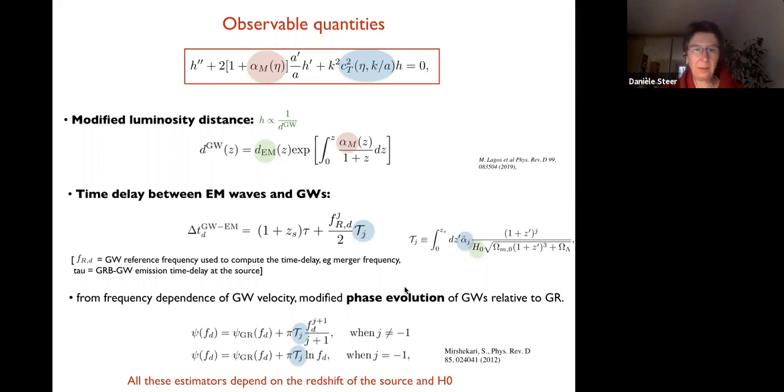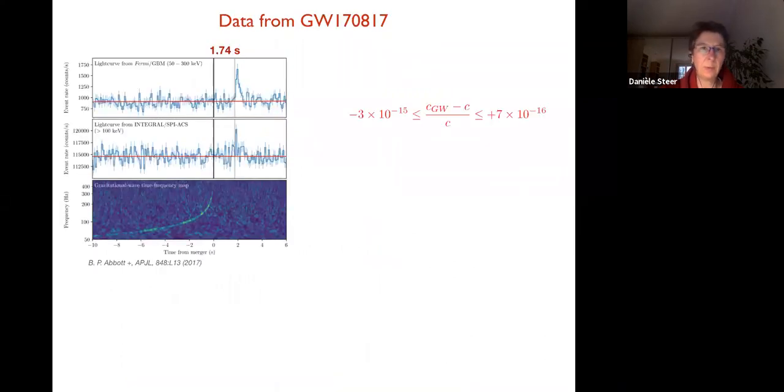And there's a third effect, which is that there's a modified phase evolution of the gravitational waves relative to general relativity. So all of these three observable effects, for which we have data for GW170817, depend on the parameters alpha j, they depend on the Hubble parameter, and they depend on the parameters alpha m. So you can try and put constraints from data. So you have to use your observable data to put constraints on those parameters.